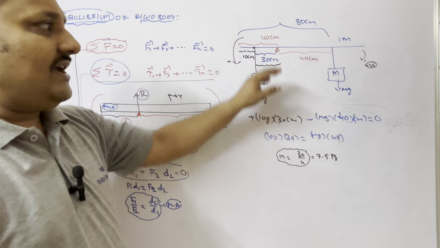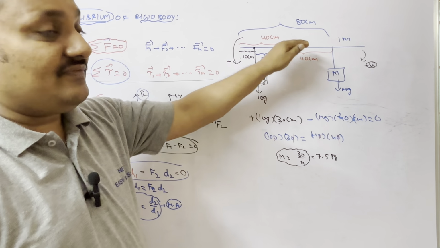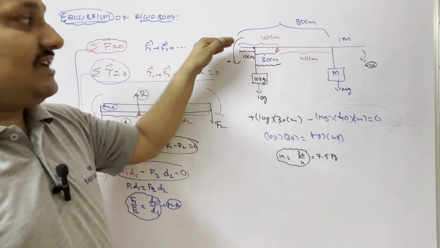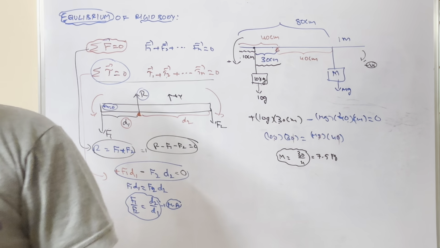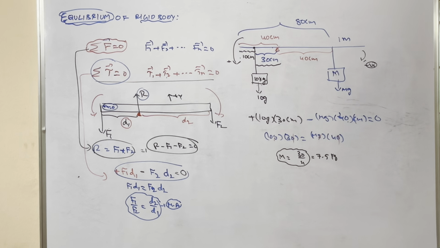So this one we have done without taking the mass of this rod. If we are taking the mass of this rod, how are we going to solve the problem? So that one also we'll see.